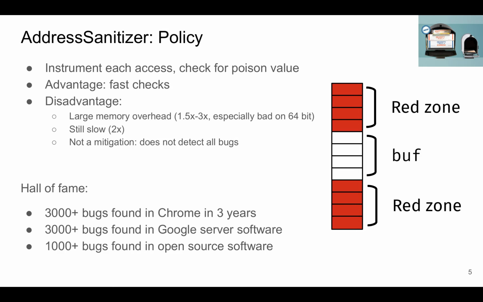Similar to that, arrays, right? If you have an array of structs, or an array of buffers, and you go from one buffer to the next, you cannot detect that with AddressSanitizer, because the red zones will only be placed at the beginning or at the end of the buffer.